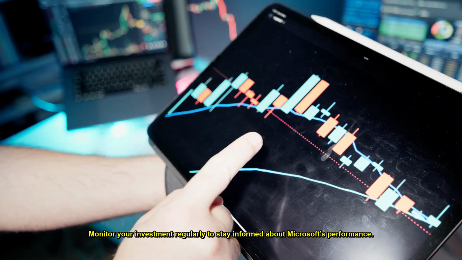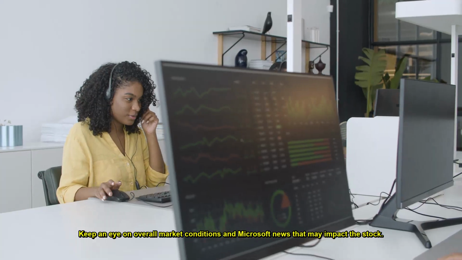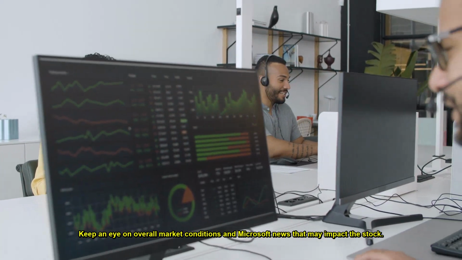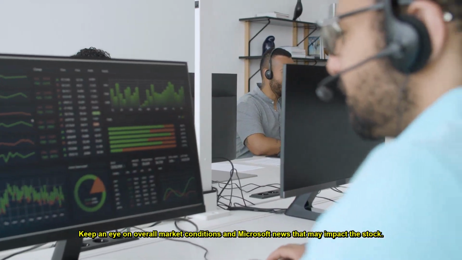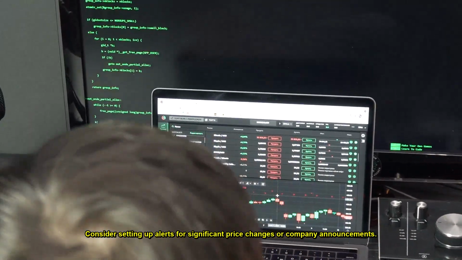Monitor your investment regularly to stay informed about Microsoft's performance. Keep an eye on overall market conditions and Microsoft news that may impact the stock. Consider setting up alerts for significant price changes or company announcements.